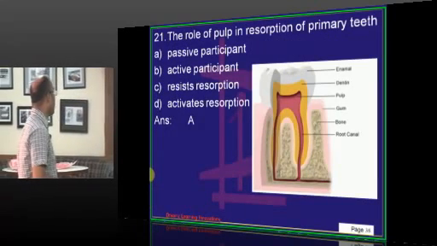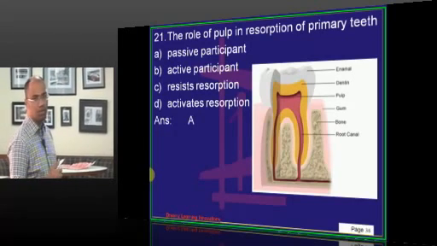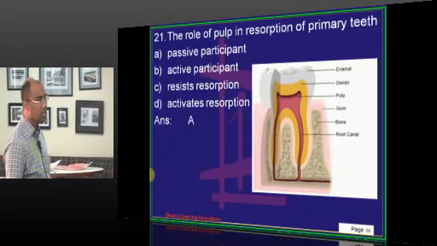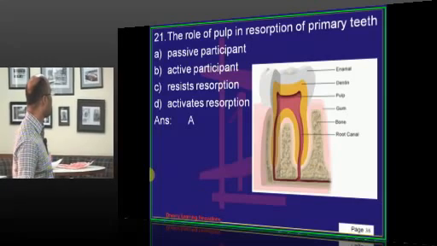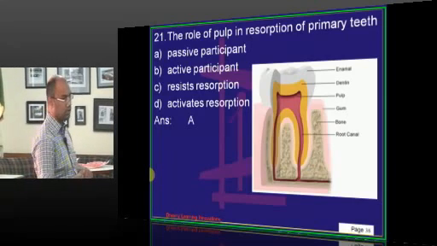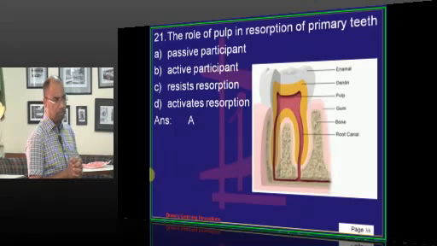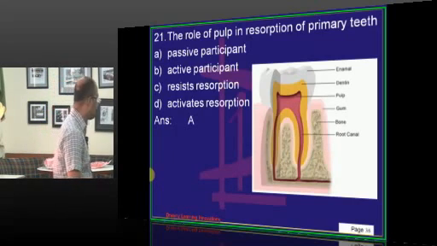The role of pulp in resorption of primary teeth. What is the role of pulp? When the tooth is resorbing, whether it is passive or active, the pulp is basically a passive participant.